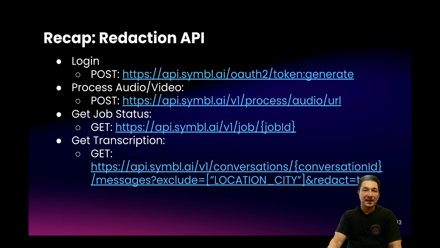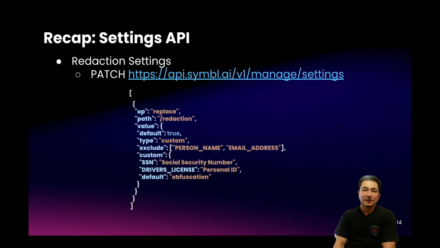To recap, the asynchronous API is a 4-step process. First, you log in, then you either post or link out to a video or audio to process. Then you poll for job status completion. Finally, you call the transcription API to obtain a transcript with redaction enabled. Here is a look at our redaction setting API, where you can redact a subset or a specific entity classified as personal identifiable information, personal health information, or etc.